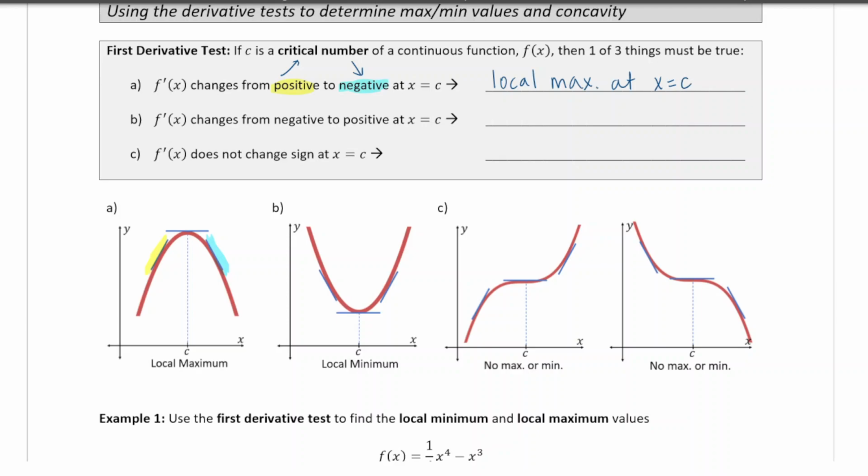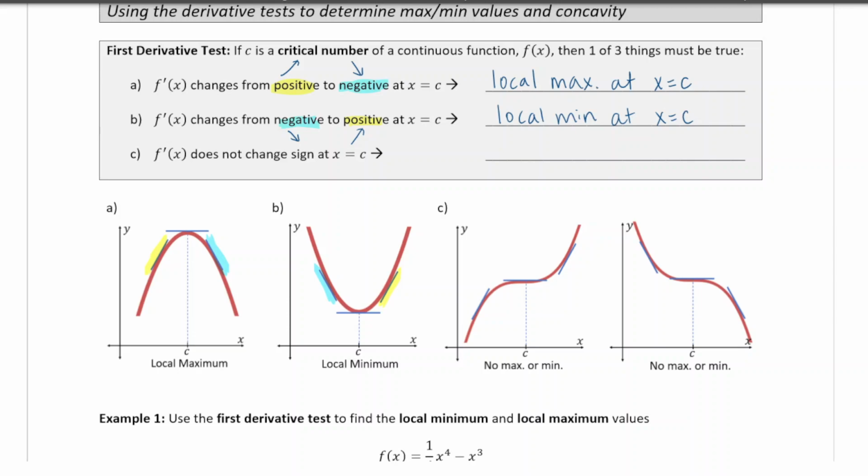Okay. The opposite happens when you switch this around. So if you have a negative slope on the left side and then a positive slope on the right side, that means that you are going to have a local minimum. So even if you didn't have this picture in front of you, but you knew that c was a critical point, and you saw that the slope was negative on the left side and then positive on the right side, you know you would have a local minimum at your critical point, or critical number.